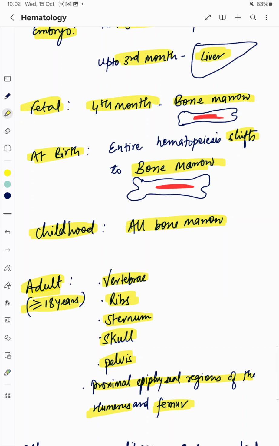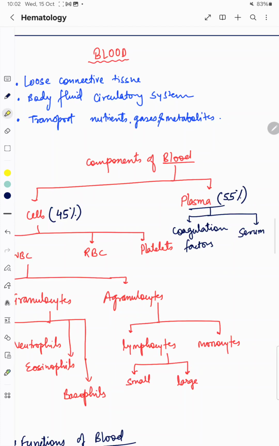As we have discussed, hematopoiesis is the production, development and maturation of the blood cell. So now we will discuss in depth what blood is. Blood is a loose connective tissue. It's a body fluid circulating inside the circulatory system, the cardiovascular system. Blood transports nutrients, gases and various metabolites and excretory products.